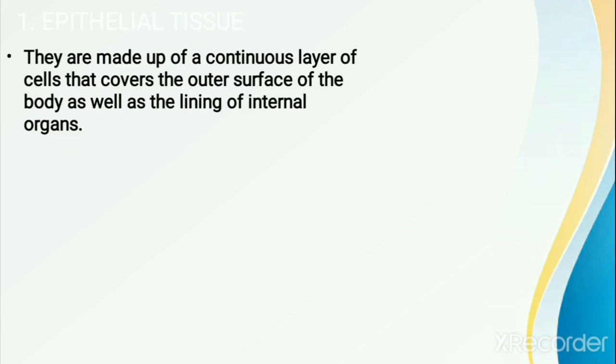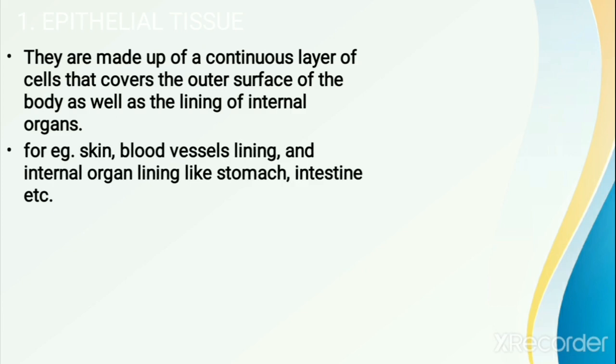What is the meaning of this? In our body we have different organs: stomach, intestine, lungs, heart. So the inner skin, the inner layer of all these organs, is also made up of this epithelial tissue. So where is it located? It is located on the outermost surface, and the inner layer of the internal organs is also made up of epithelial tissue.